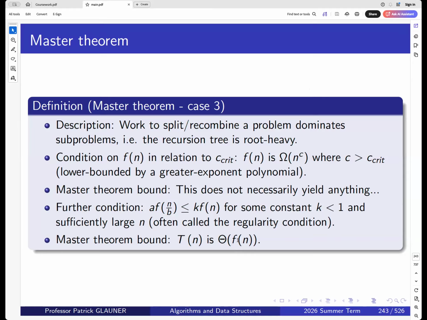So the complexity of the work for splitting and recombining dominates all the other work. So we would need to find such a k if this here holds true. And for that last case, I will also show you an example, and I'll switch back to my iPad.